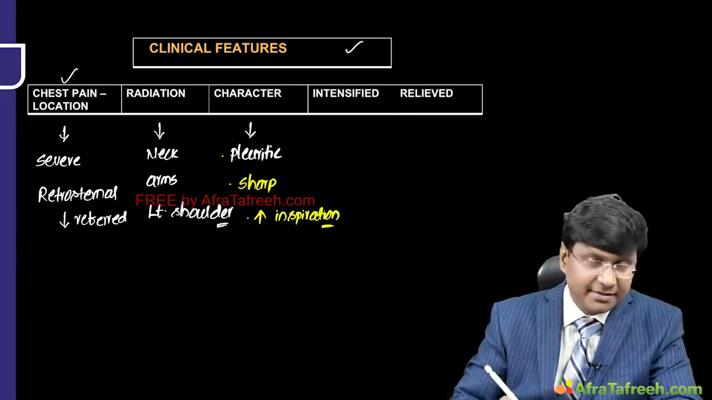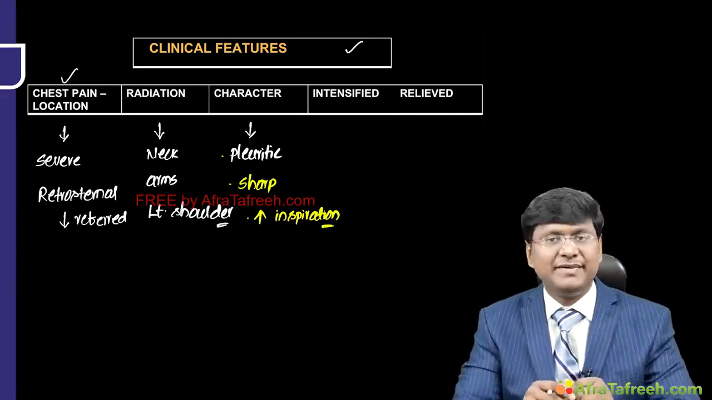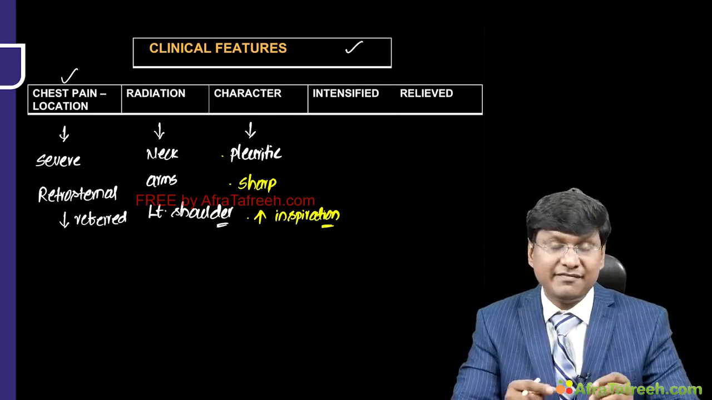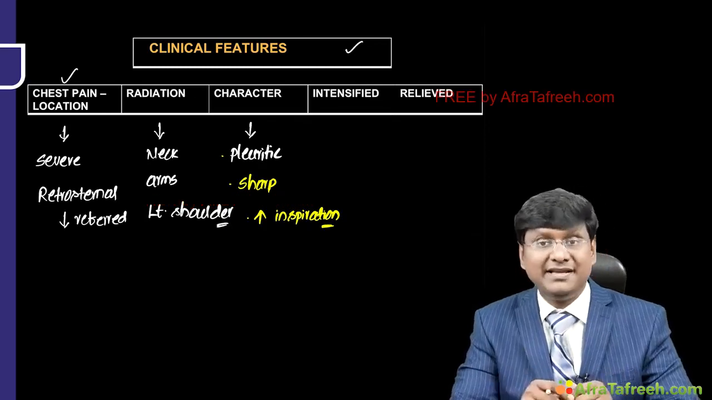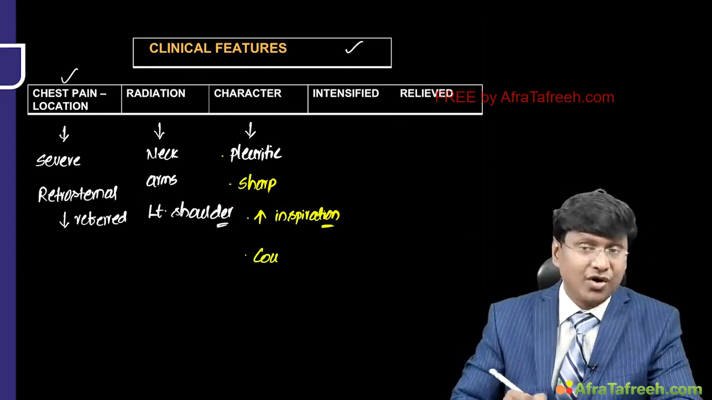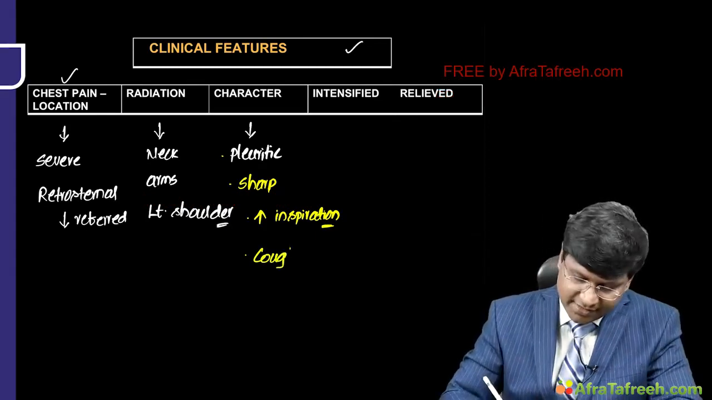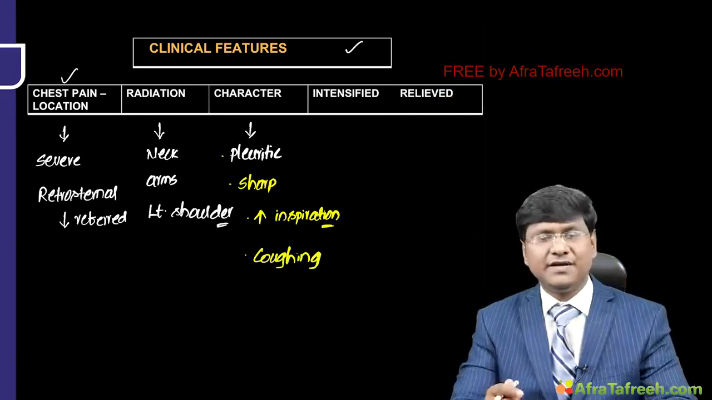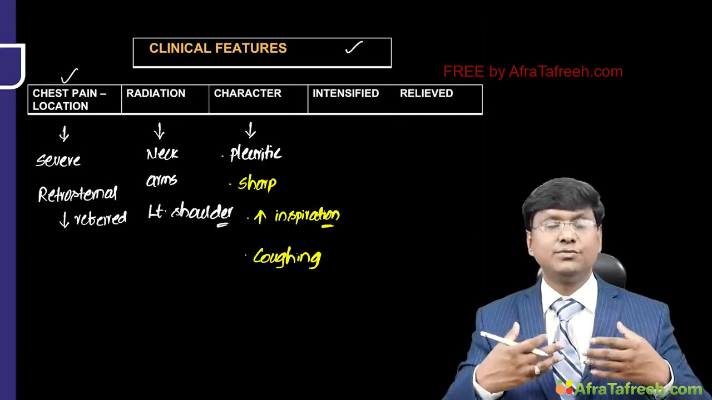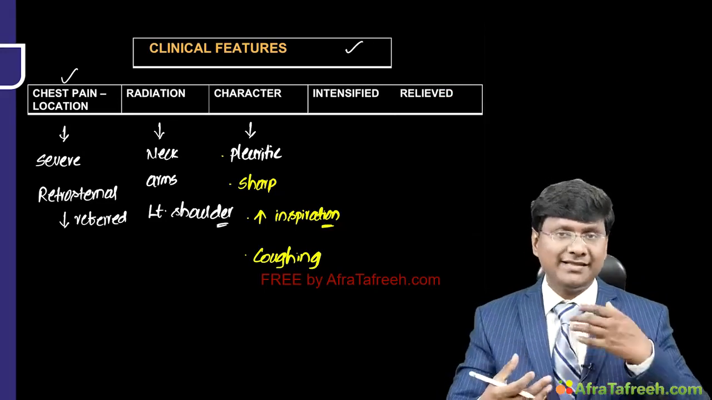It is aggravated by inspiration because there will be expansion of the lung parenchyma which comes in contact with the inflamed pericardium, and the pain increases. This particular pain also increases on coughing. So why is that on coughing? Even when the individual is coughing, if you observe carefully, the individual will take a high volume of air inside and then coughs out.